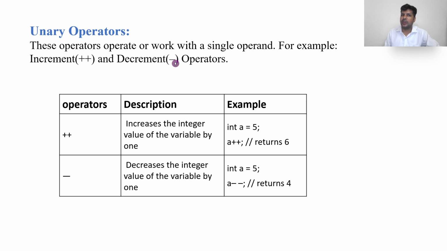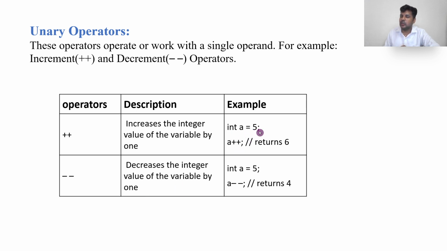Here we have a double minus, but because we don't have any space, it looks like a single minus. So there are two operators, as we said: plus plus and minus minus. What is plus plus? Plus plus is the increment operator, minus minus is the decrement operator. Plus plus will increase the integer value by 1, and minus minus will decrease the integer value by 1.